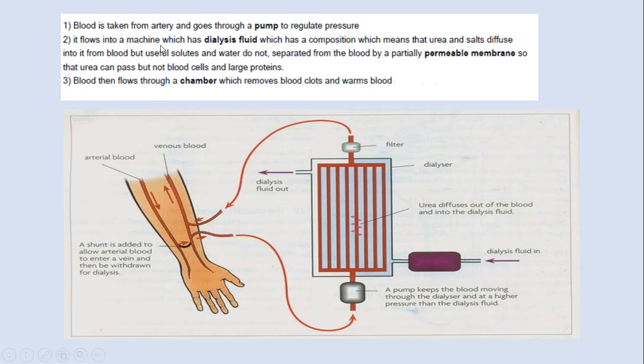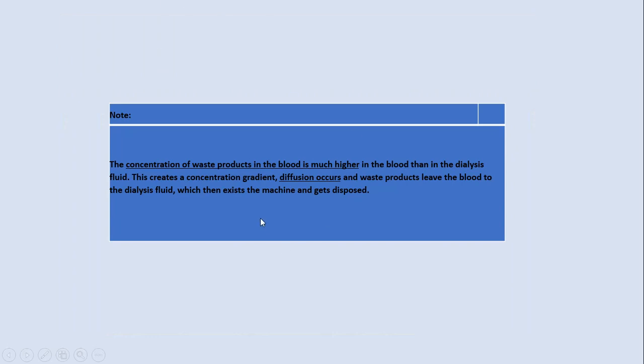All the steps are written here. And this is a very important note, that the concentration of waste products such as urea should be greater in the blood than in the dialysis fluid. That's why in the dialysis fluid we don't have urea at all. You have to know this point.